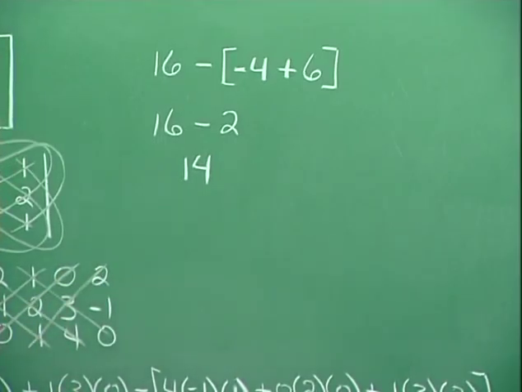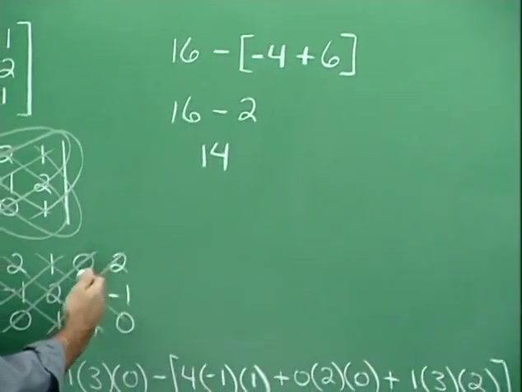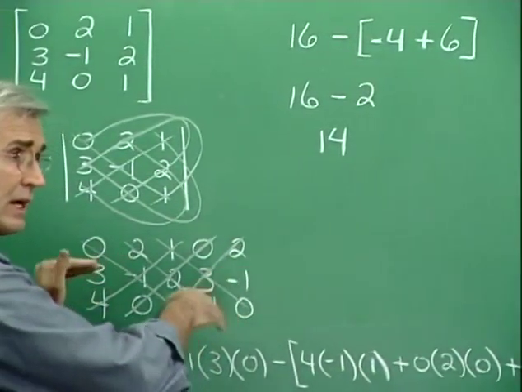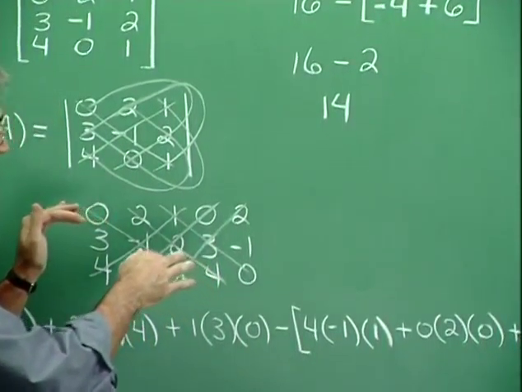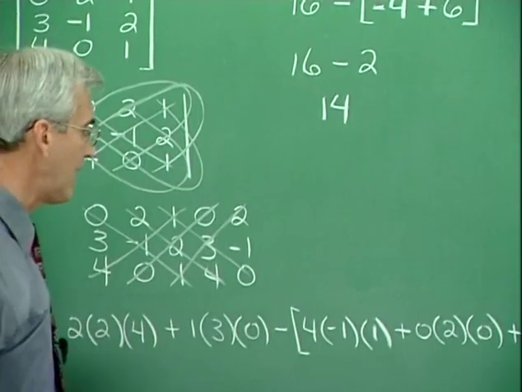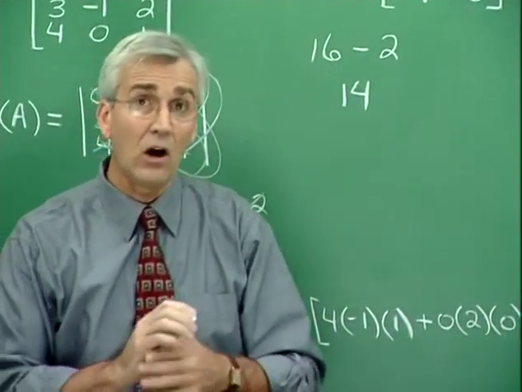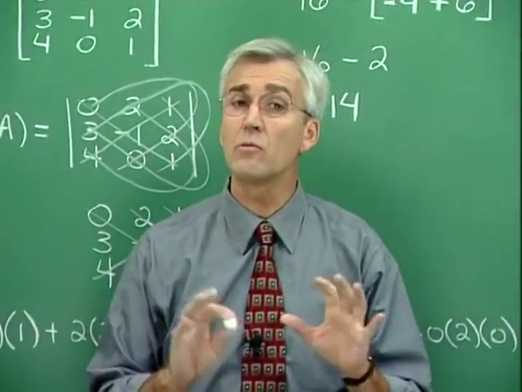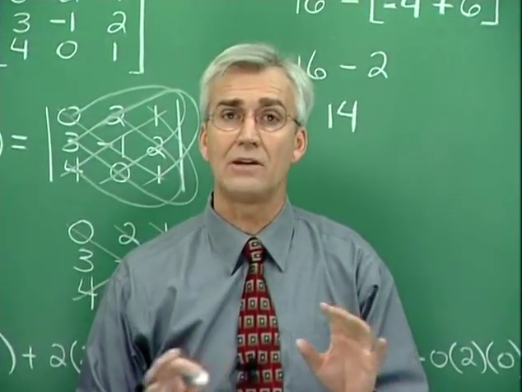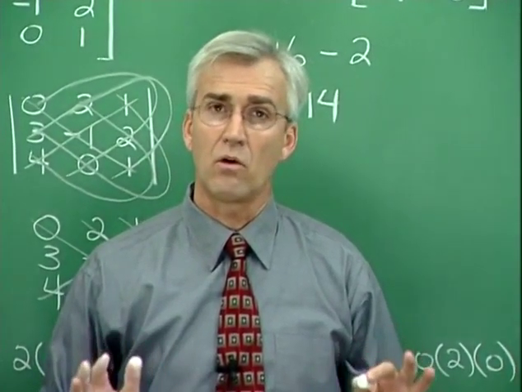Okay, so that's the situation. You just take the entries in the matrix, repeat the first two columns, and then multiply along diagonals and get your sign pattern correct, and it's pretty much a piece of cake. Now, let's look at the other method. This is the more general method. This is the one that applies to higher order matrices.